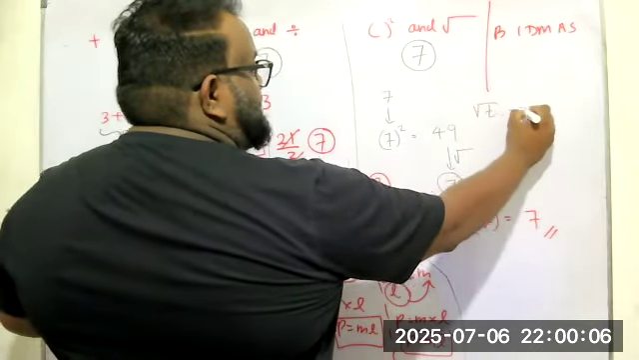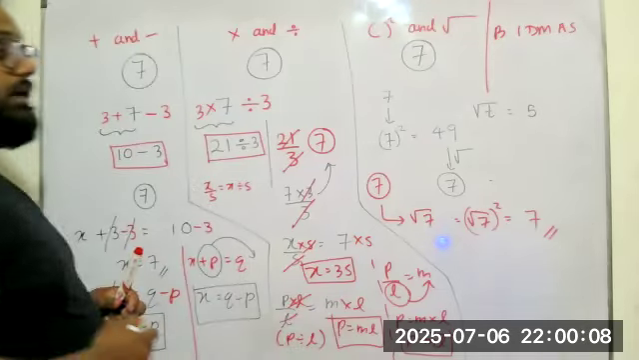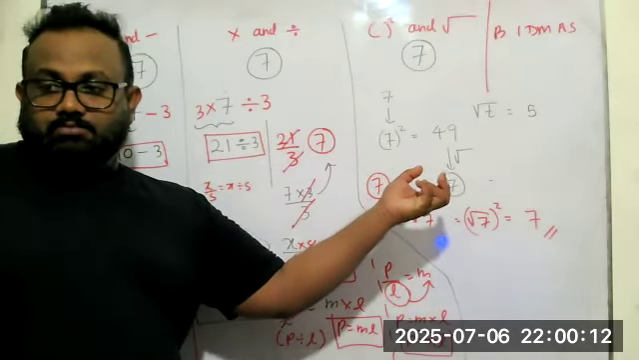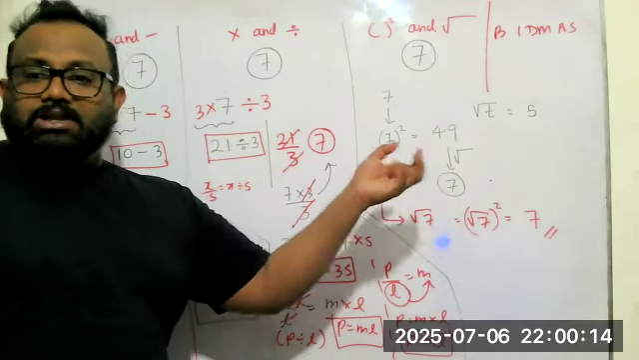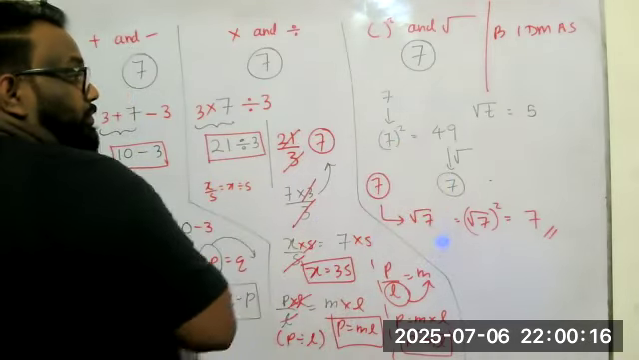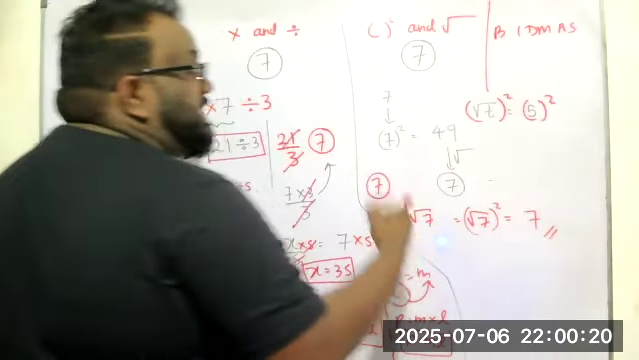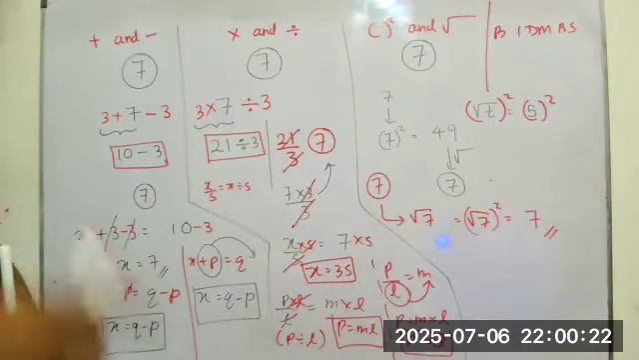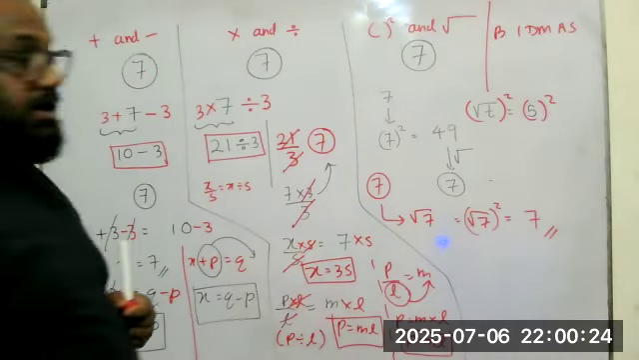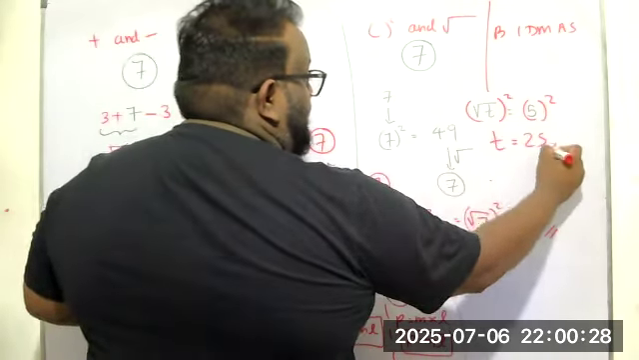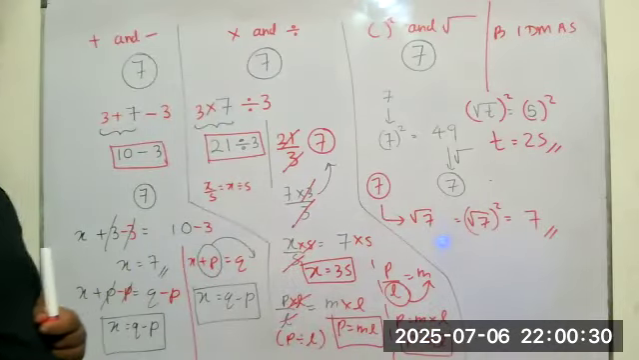Root t is equal to 5. What is happening? Now the square root is there. Now what do I do? To get rid of the square root, I do the opposite. What is the opposite? Square it. When root t is squared, what do I get? t. 5 squared, 25. Did I make myself clear?